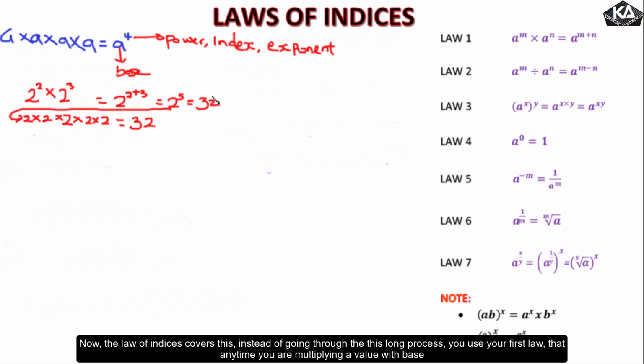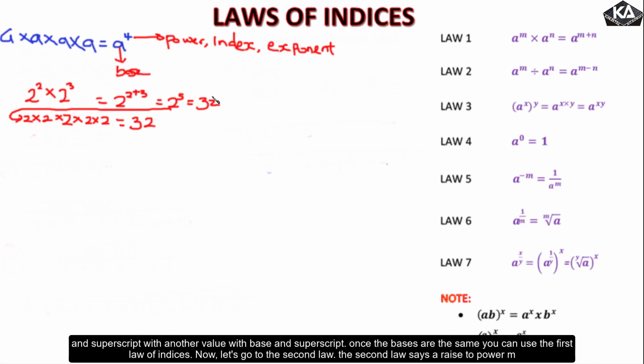Now the law of indices covers this. Instead of going through this long process, you use your first law: anytime you are multiplying a value with base and superscript by another value with base and superscript, once the bases are the same, you can use the first law of indices. Now let's go to the second law.